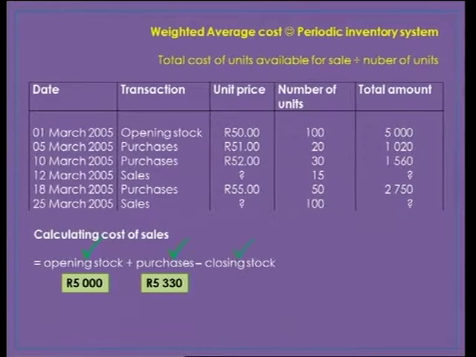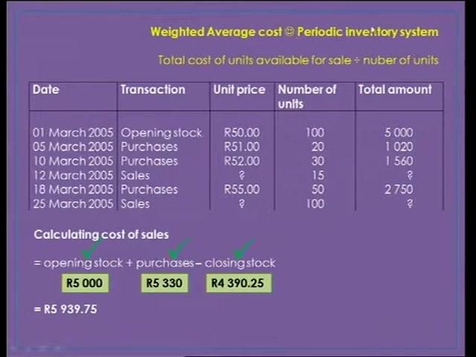Yes, because we have the closing stock. We can now say minus the closing stock. How do we calculate cost of sales? Opening stock plus purchases minus closing stock. When do we do this? When we use the periodic inventory system. So the cost of sales then is 5939.75. Okay, I think you'll agree with me.